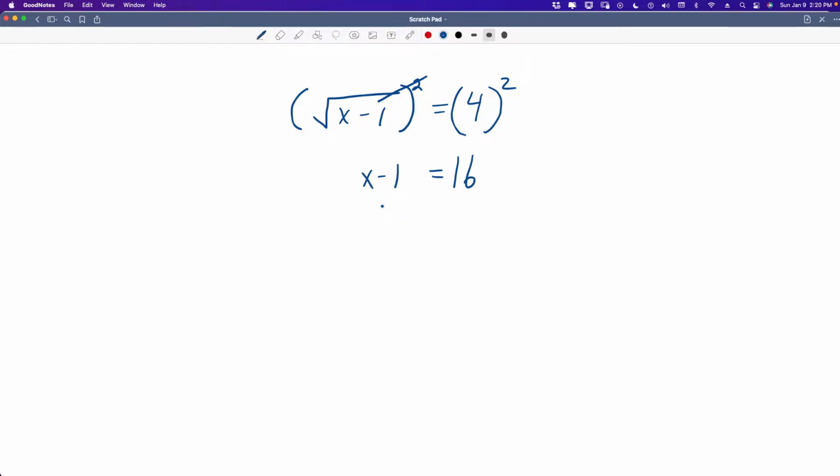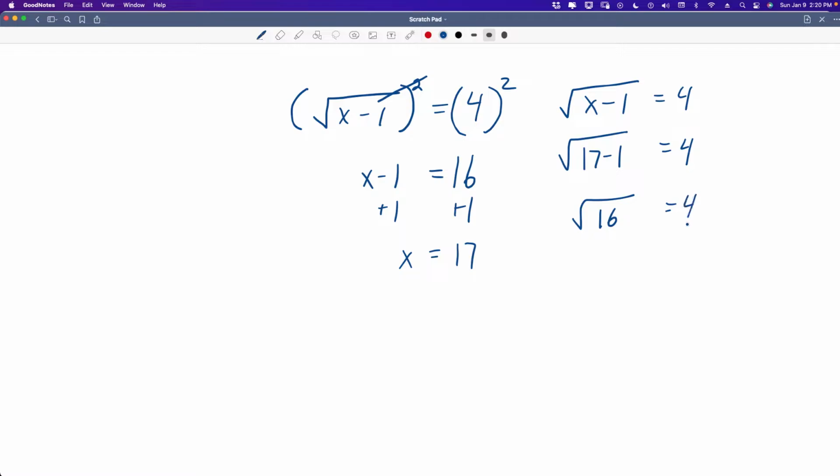Thus, it allows us to solve for x by adding 1 to both sides. X is equal to 17. And then to see if this is true, we turn around and put this back into the original statement, which was x minus 1 equals 4. So if we put 17 minus 1 equals 4, we know that 17 minus 1 is 16, and 4 does equal 4, right? So we're able to prove that statement and that process through that series of solutions to this equation.